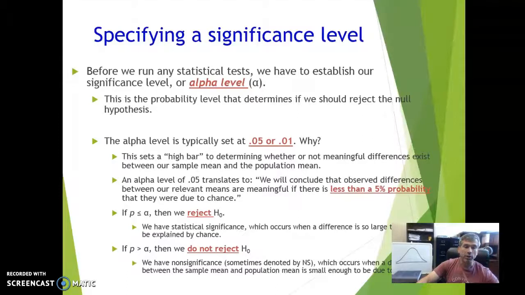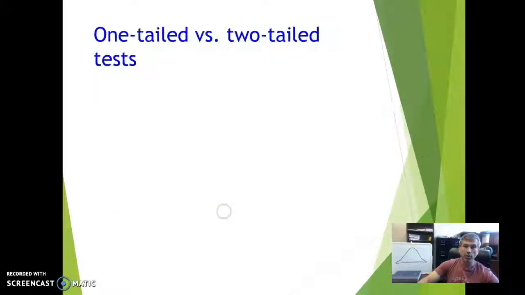If we fail to reject the null, we have what's called non-significance. Sometimes we write the little letters NS. This means there could be a significant difference there somewhere, but we didn't find compelling enough data to observe that.